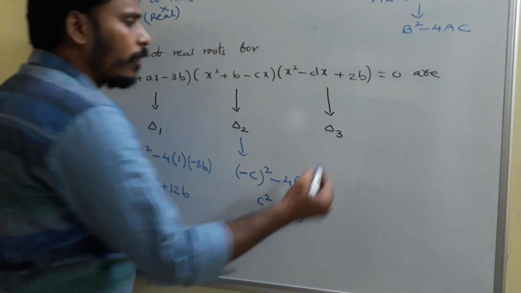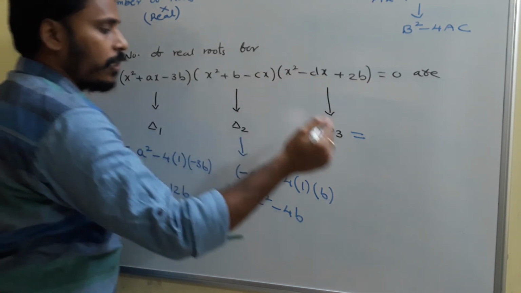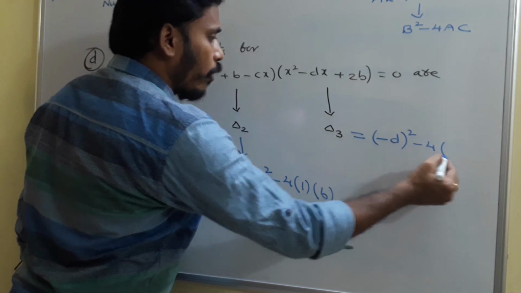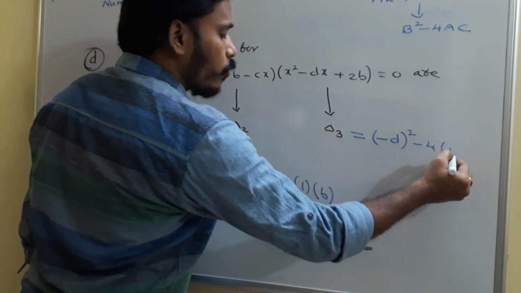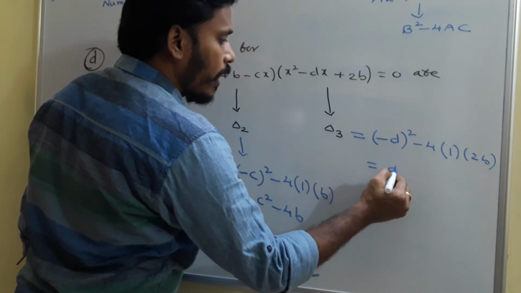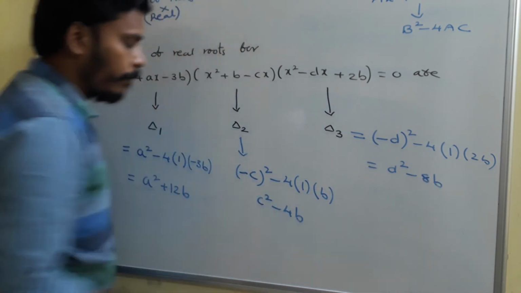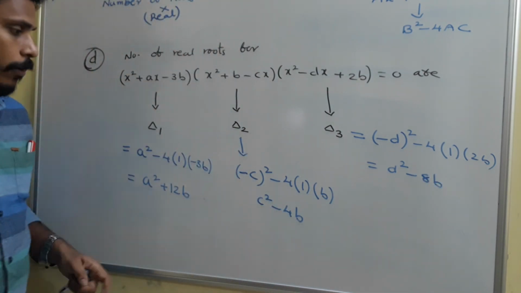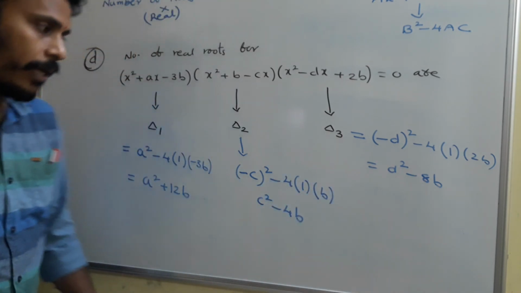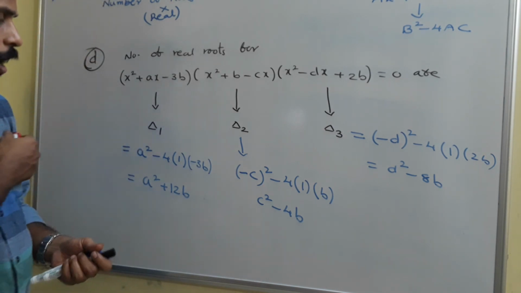Okay. Now the third one, delta 3, the discriminant of the third equation. Here the x coefficient is minus d. So minus d whole square minus 4 into the x square coefficient, which is 1, and the constant is 2b. When you simplify it, you get d square minus 4 times 2 is 8, 8b. So delta 1 is a square plus 12b, delta 2 is c square minus 4b, delta 3 is d square minus 8b.